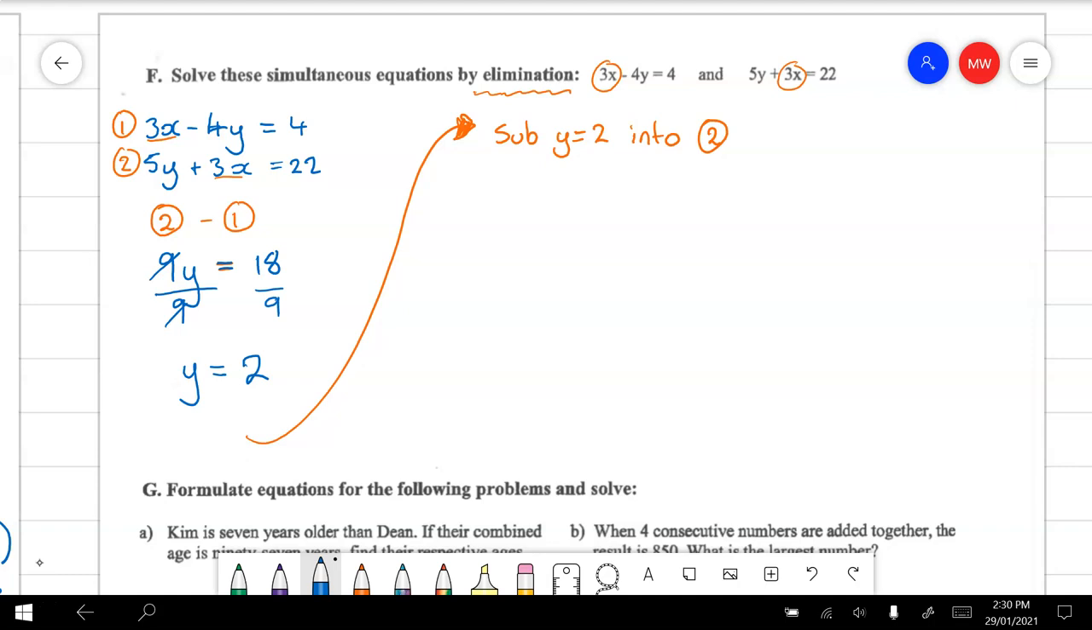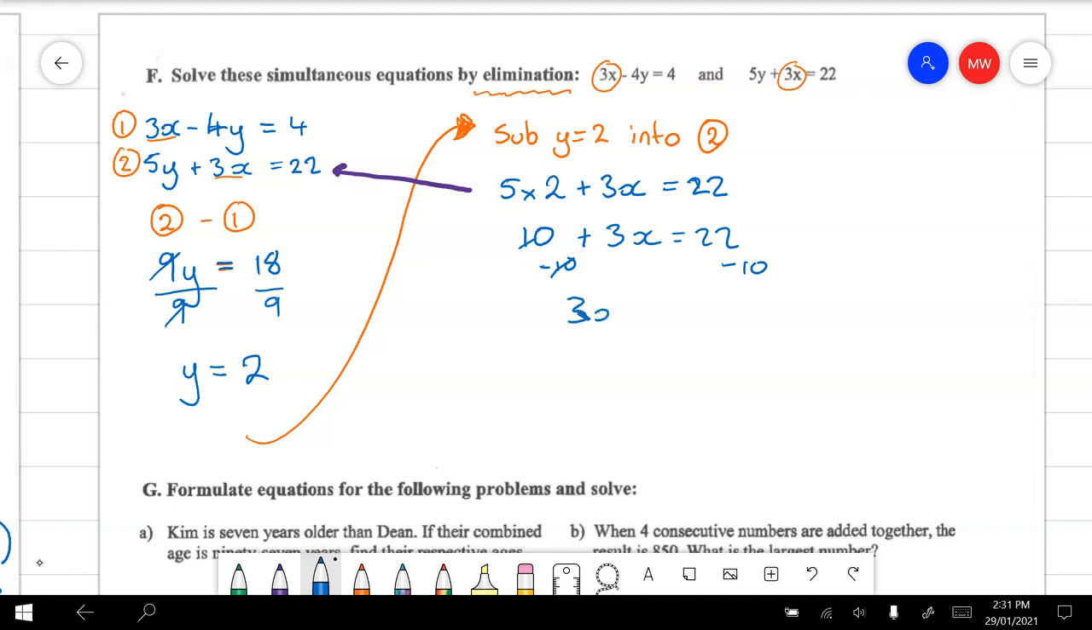So this time, when I write out my equation 2, again I'm pinching it from here, it's going to read 5 times y, that we now know is 2, plus 3x equals 22. And now I'm just going to simplify it. So 5 2s are 10. Let's take 10 off both sides. I'll end up with 3x here, and I'll end up with 12 here. I divide by 3 on both sides, and I'll find that x is 4.